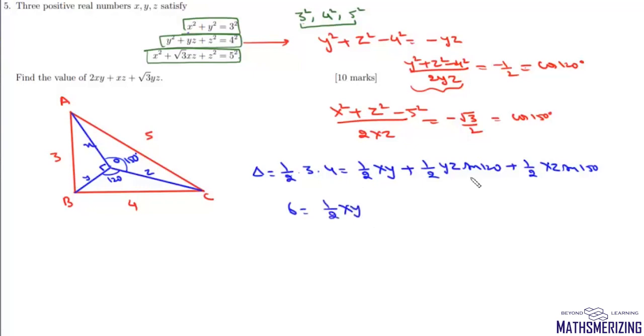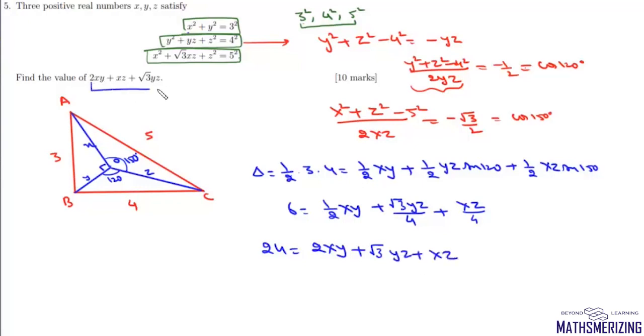1 by 2 XY. Now sine 120 is root 3 by 2. So it will be root 3 YZ by 4, and plus now sine 150 is 1 by 2. So it will be XZ by 4. Now we'll multiply everything with 4. We can write 24, and this is 2XY plus root 3 YZ plus XZ, and this is the result that we need. So its value is simply 24. So the answer to this question is 24.